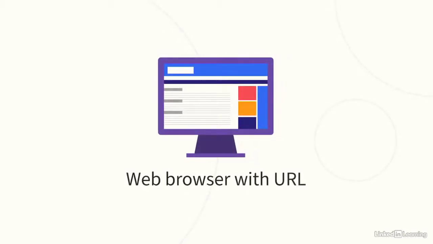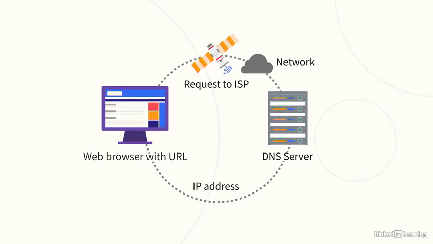Here's how it works. When you type the URL into your web browser, your computer sends a request through your connection to your ISP, through their network to a DNS server. The DNS server then returns the IP address to your web browser, and now you can communicate directly with the web server. Your requests for information are sent through your ISP to the website, and then the website returns the information to you over that same path.